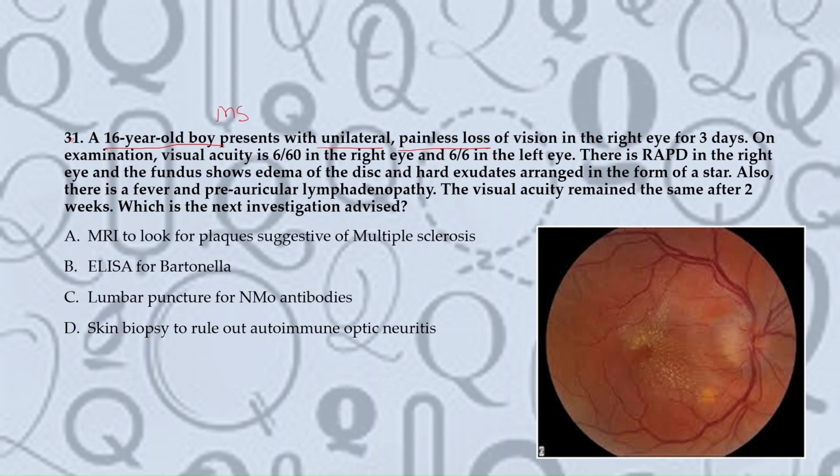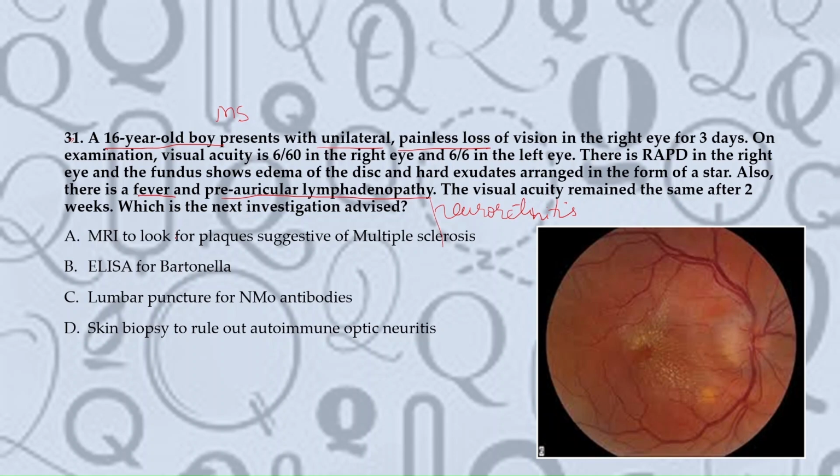So what is the morphological diagnosis here? The morphological diagnosis is neuroretinitis, or optic disc edema with a macular star. Also there is some history of fever with preauricular lymphadenopathy. So again we are getting a hint towards a probable infective etiology. The visual acuity remained the same even after 2 weeks. So what did we learn from multiple sclerosis? It is a self-limiting attack. The visual acuity usually recovers by itself even if we give a placebo.